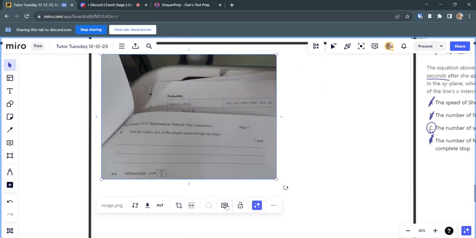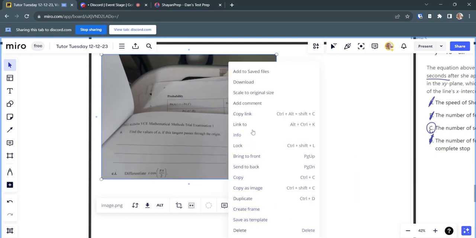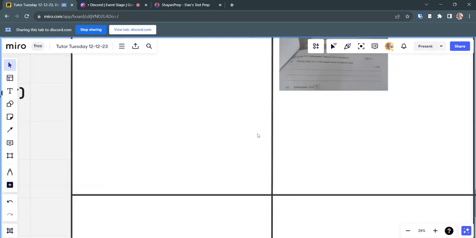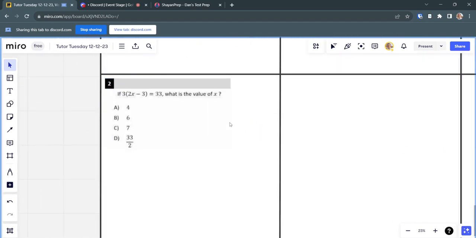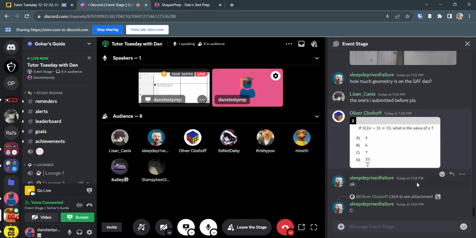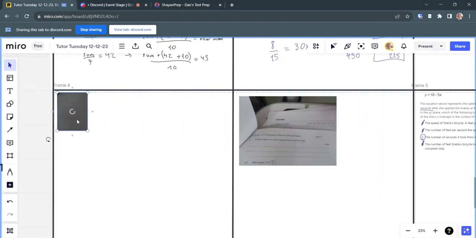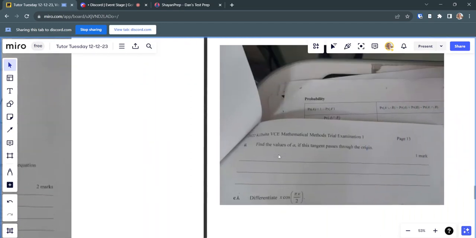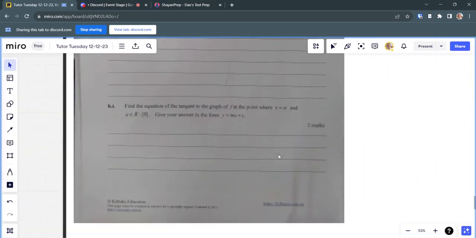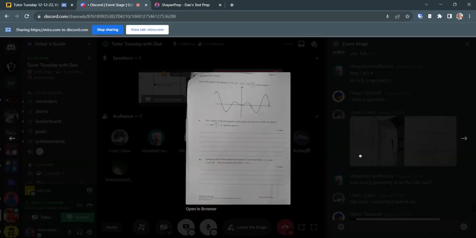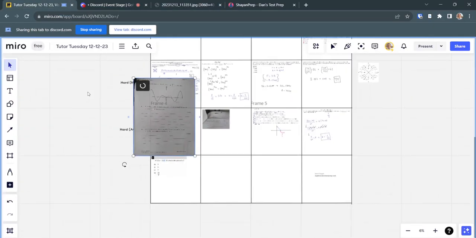Differentiate x cosine pi x over 2. Sure. Oliver, it's a really SAT style question. All right. Let me do these couple of questions. Part of the question from before. Yeah, I can't answer that question if I don't have the question from before. Or is it this? Oh my. It's kind of blurry. There we go.